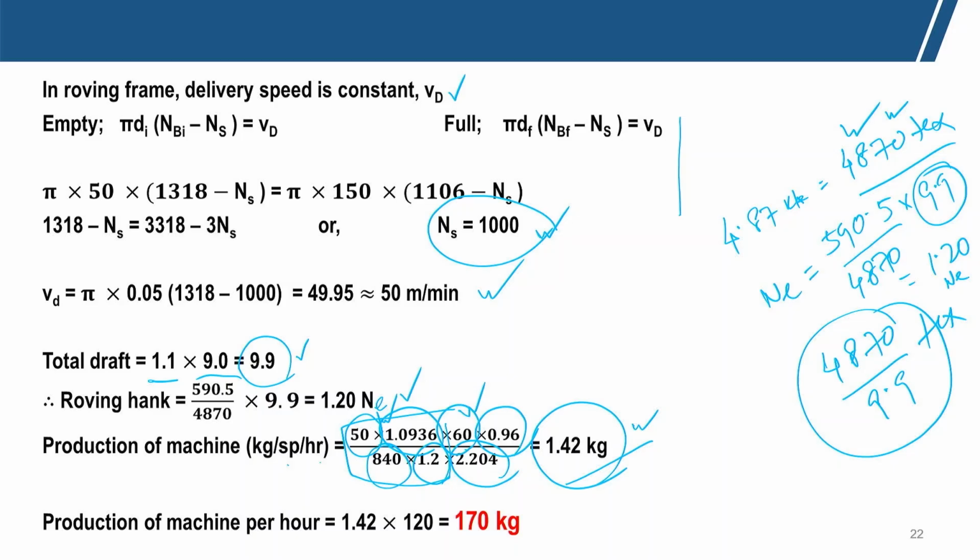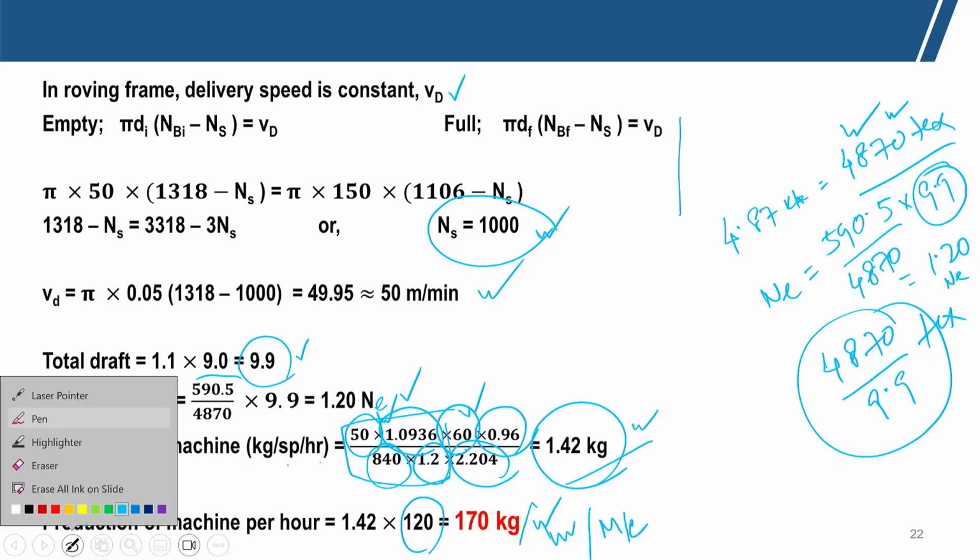Now, for the whole machine consisting of 120 spindles, the productivity will be 1.42 multiplied by 120, which is approximately 170 kg per hour per machine. So, that is the calculation here.